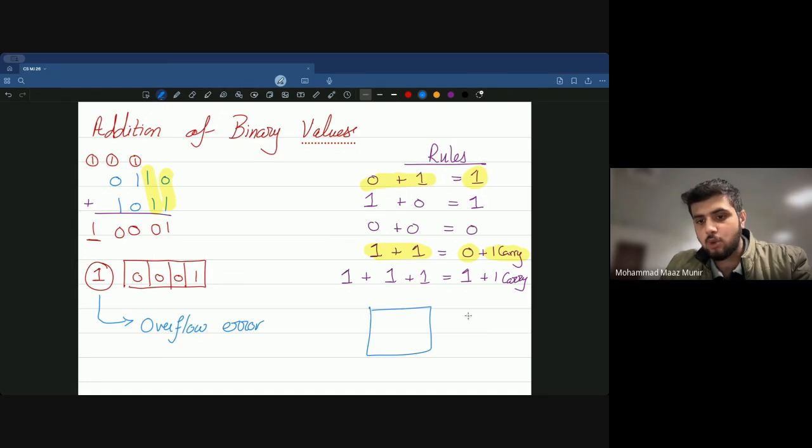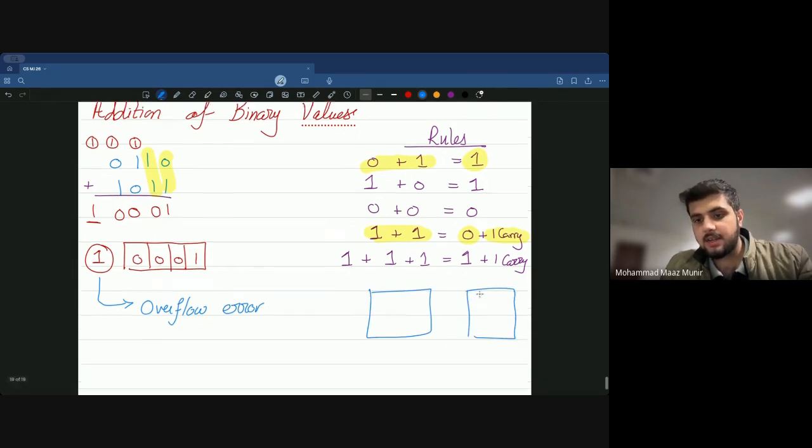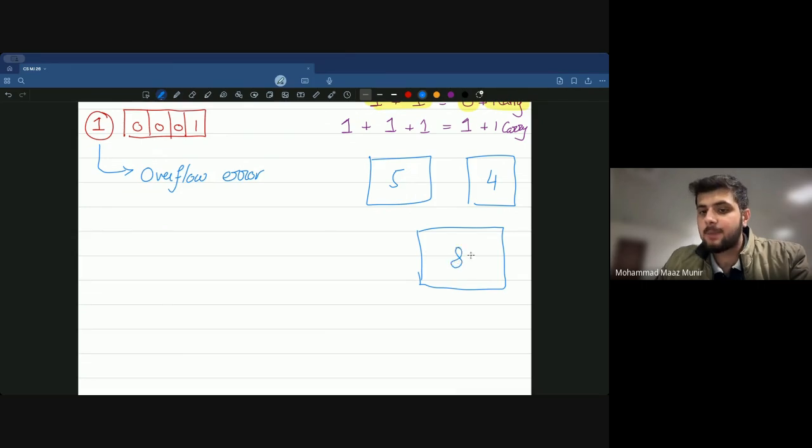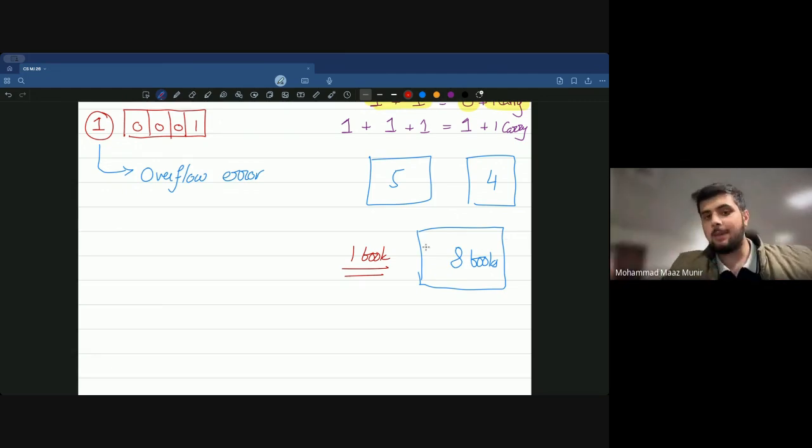Like let's say you have one library and you have a second library, and you're storing them in this one larger library. So this might have 5 and this might have 4 books. But this library had a capacity of only 8 books. So this one book, where will that be going? We don't have a place to accommodate it up here, right? So this one book is going to be out there. We cannot accommodate it, right? So either we could extend the library, which in this case is not possible. So this one book basically comes under the overflow error.